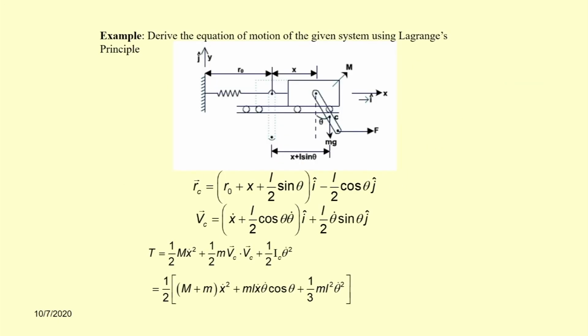Let us take another example. Here this is a 2 degrees of freedom system. Initially the mass, this cart, is at this dotted position. Now it has shifted to this position. In this cart there is a pendulum, a compound pendulum or a rod hanging from it. When the cart is moving towards the right, the compound pendulum or the bar is rotating by an angle theta.